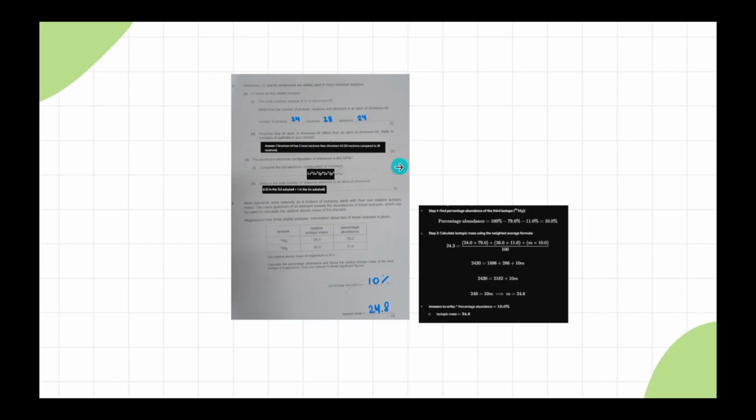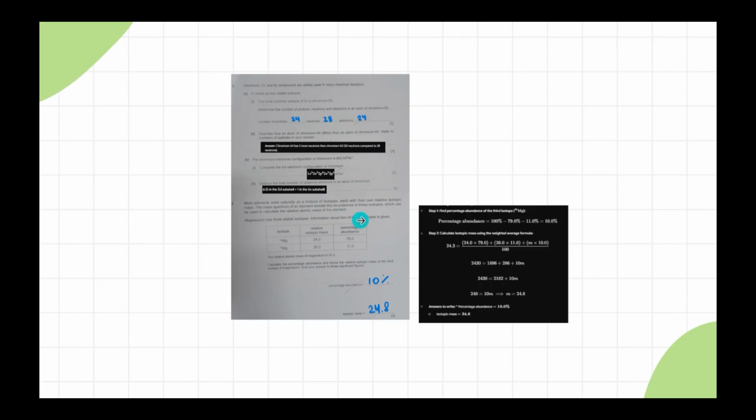The shorthand electronic configuration of chromium is [Ar] 3d5 4s1. Complete the full electronic configuration of chromium: 1s2, 2s2, 2p6, 3s2, 3p6, and last 3d5 and 4s1, as in the question. Next, deduce the total number of unpaired electrons in an atom of chromium. It is 6, because 5 in the 3d subshell plus 1 in the 4s subshell.